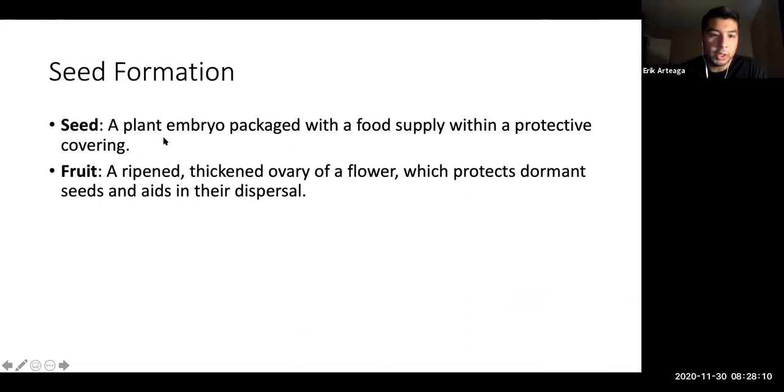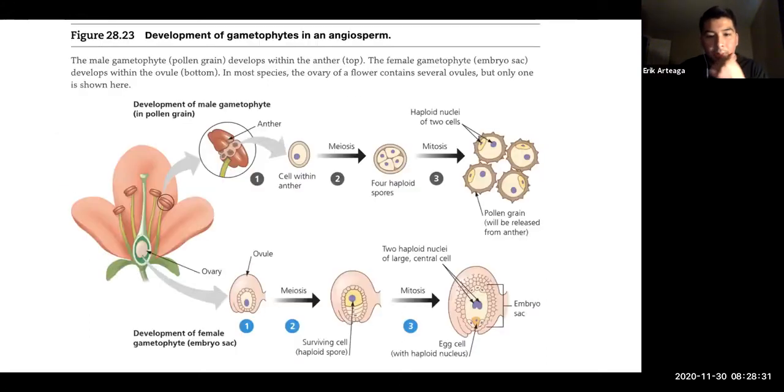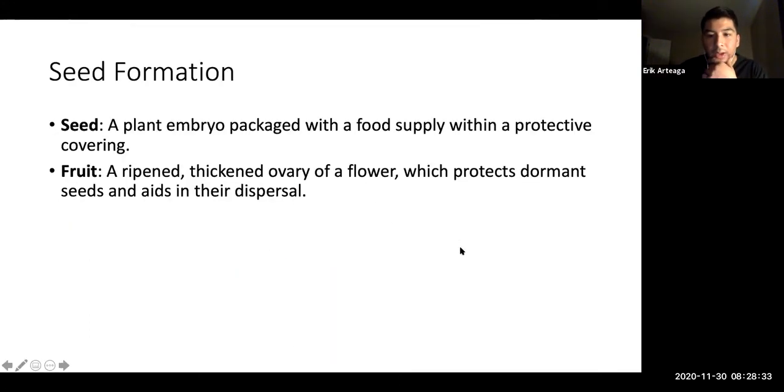So seed formation: we have a plant embryo packaged with a food supply within a protective covering. Fruit is a ripened, thickened ovary of a flower. Again, that ovary, or that part surrounding the ovum or the ovule, is going to turn into the fruit. Again, we'll point that out. Maybe this next one. Yeah, they show it right here. So this protects the dormant seeds and aids in their dispersal.